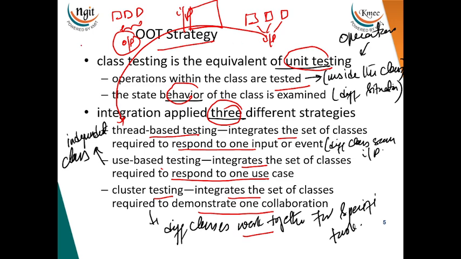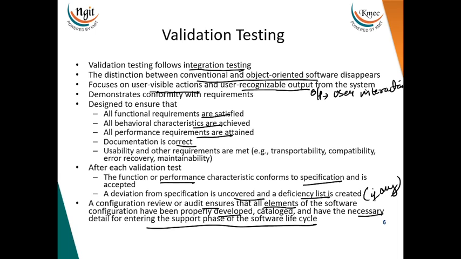That is what I told you about: your input page, where different classes work together. We call this a cluster. Use-based testing integrates independent classes that respond to one use case, and thread-based testing integrates a set of classes required to respond to one input. So these are the tests. Basically, classes are used for unit testing, and there are three types of testing in that: thread-based testing, use-based testing, and cluster-based testing.